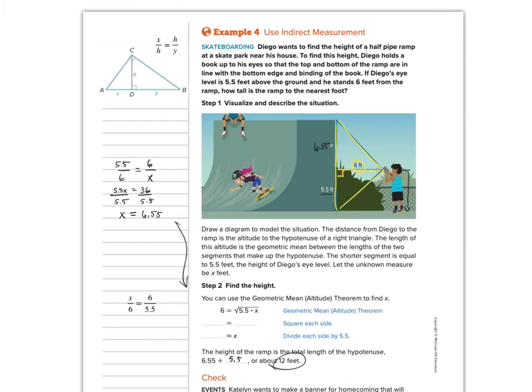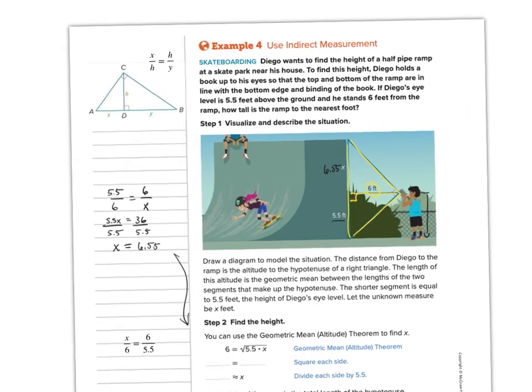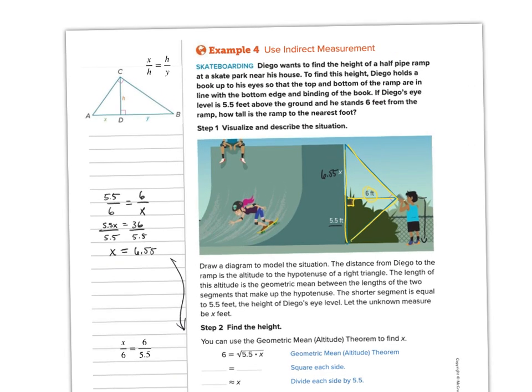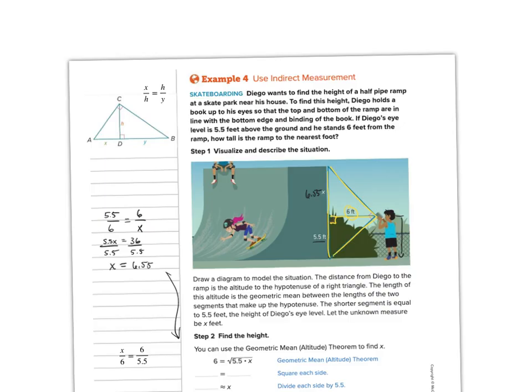So there you go. That is being able to utilize the geometric mean, understanding that the altitude of a right triangle is the geometric mean of the two pieces that it splits up. And then from there, you can work with the Pythagorean theorem, and the rest of it is all similarity. So there you go. And that is working with the geometric mean.